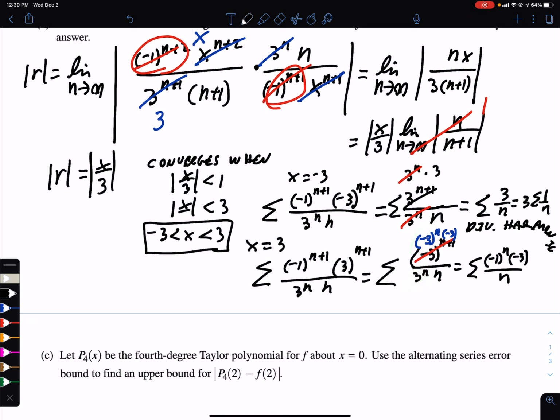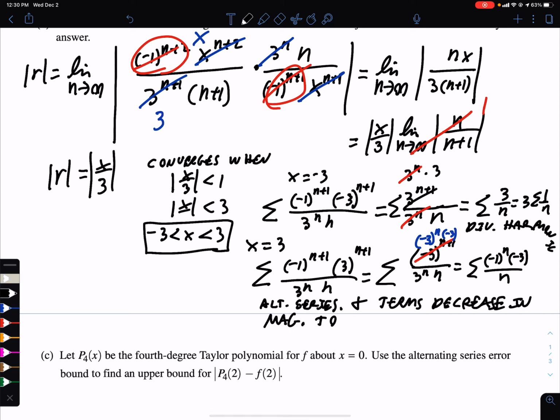Okay, so I conclude this is an alternating series, and the terms decrease in magnitude to 0, therefore converges. Now you could also have done this, factor out the -3 in front, and say this is an alternating harmonic series, therefore it converges.